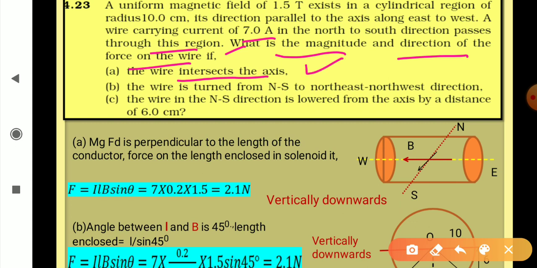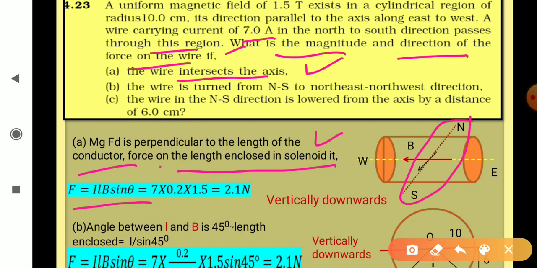Now, wire intersects the axis means that the wire is placed along the diameter of this cylindrical region, or you can imagine a solenoid kind of situation. So the magnetic field is perpendicular to the length of the conductor. Now again, this magnetic field will be perpendicular to the length of the conductor and force on the length enclosed in the solenoid. Now see, the cylinder will enclose its length equal to its diameter, right? So the F is equal to ILB sine theta.